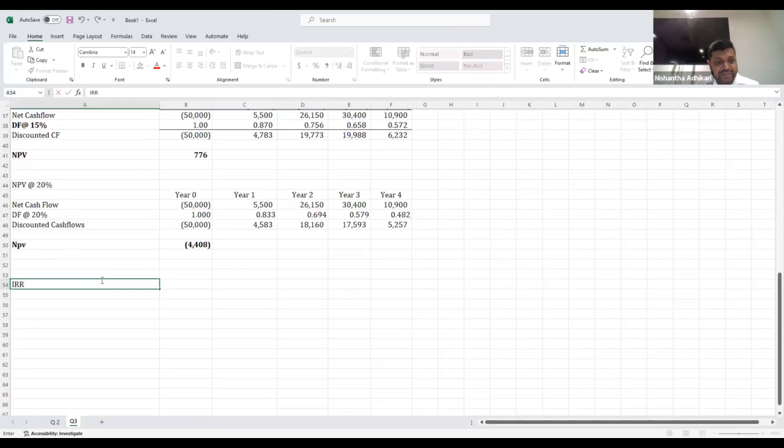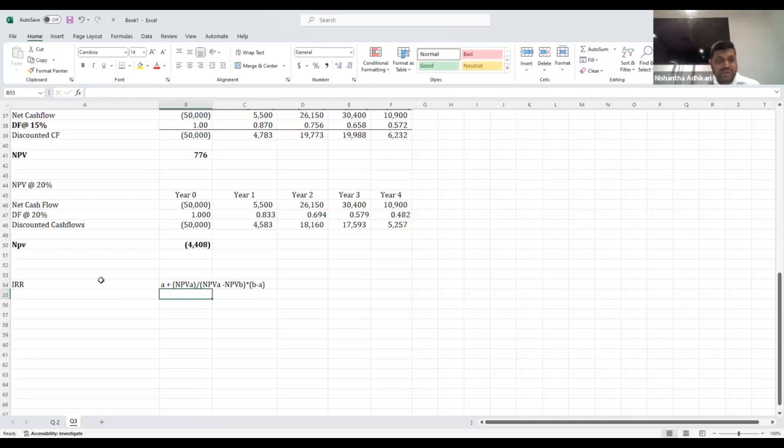IRR. We have to calculate IRR. How to calculate? IRR equals the lower discount rate, we call it A, plus NPV at the lower discount rate divided by NPV at the lower discount rate minus NPV at the higher discount rate, into higher discount rate minus lower discount rate.